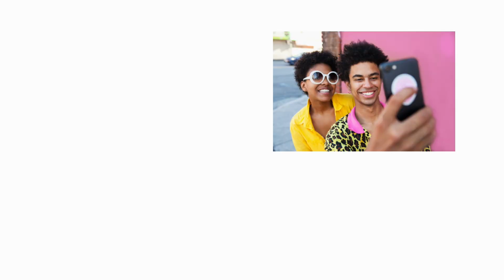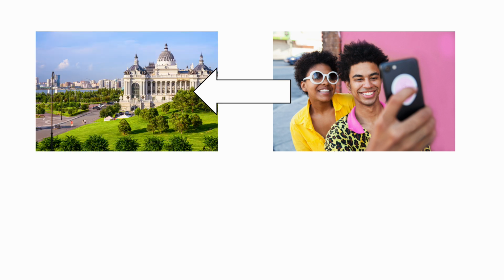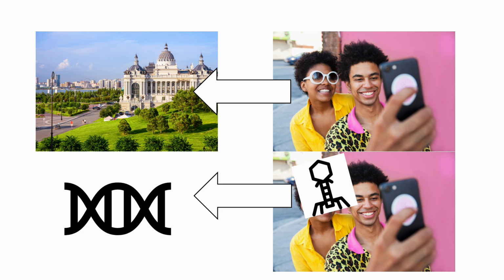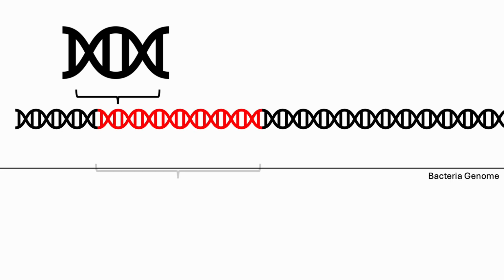Enter CRISPR. Like all objects, pictures need a place to be stored so they can be appropriately used in the future. Pictures of your invading spies go in your royal palace library. Pictures of the bacteria's invading DNA go into their genome. For reference, here's how the bacteria's genome breaks down.